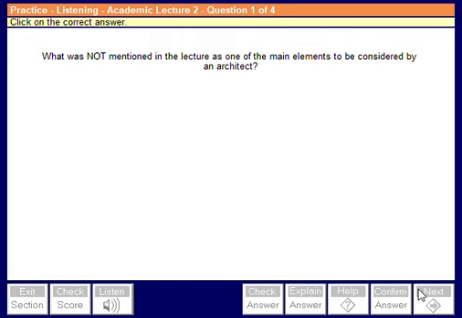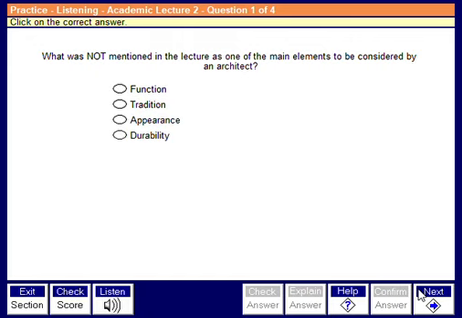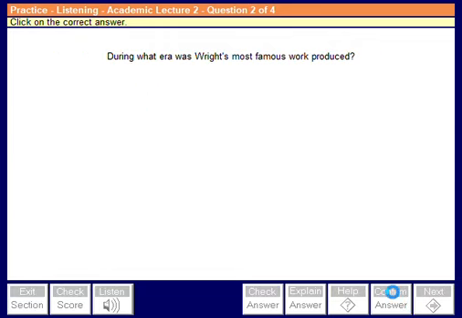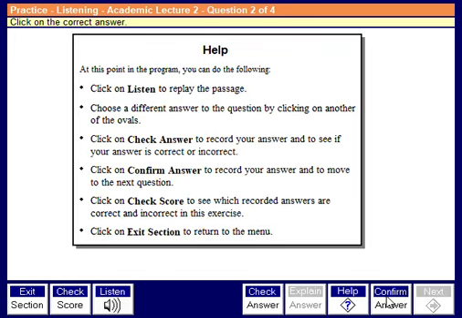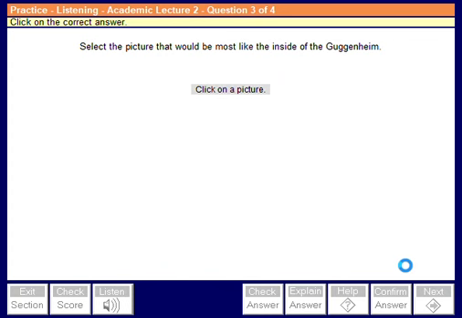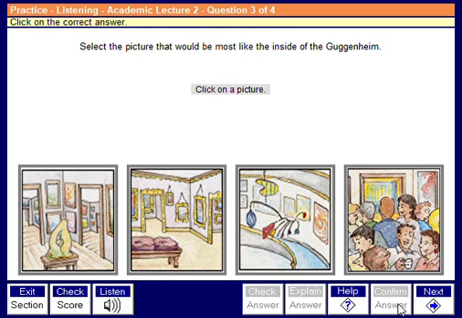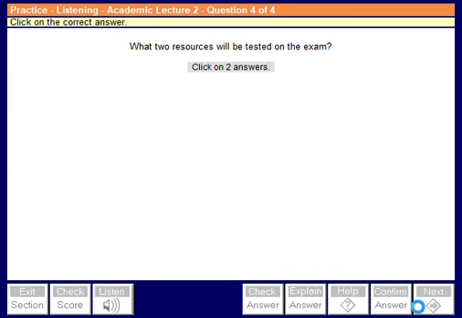What was not mentioned in the lecture is one of the main elements to be considered by an architect. During what era was Wright's most famous work produced? Select the picture that would be most like the inside of the Guggenheim. What two resources will be tested on the exam?